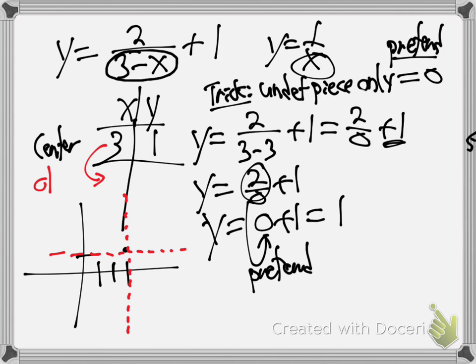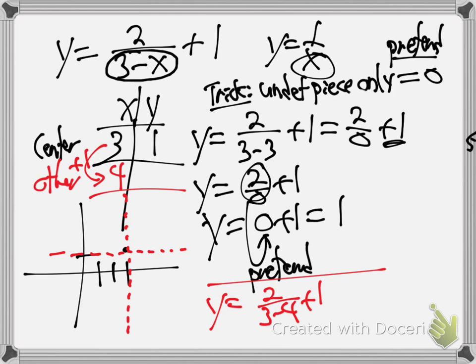What do I do to find the other point? Add 1, that's 4, and plug it in. I have no idea what it is. Let's see. 2 over 3 minus 4, plus 1. What's that? 2 over negative 1, plus 1. Negative 2 plus 1, negative 1. Right? You good with all that? Did I do that too quick? We good? We happy?